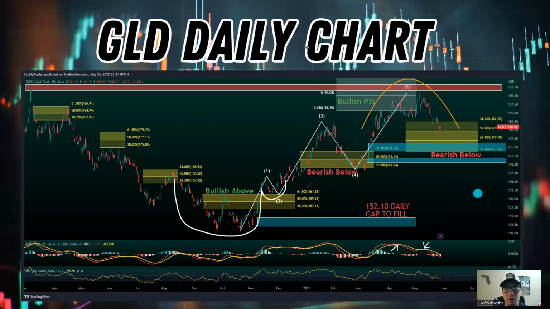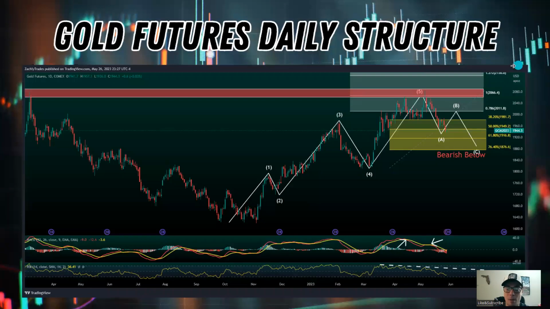All right, if we take a look at the gold futures daily structure, the way these things work is you're going to look for an ABC correction after your 1, 2, 3, 4, 5 impulsive move. Now, the gold futures did something very similar to the GLD chart, right? We had the nice rounded bottom here, and we came up to our supply zone over here. We hit our wave 5 targets here.